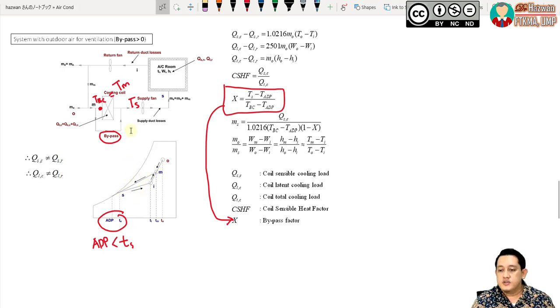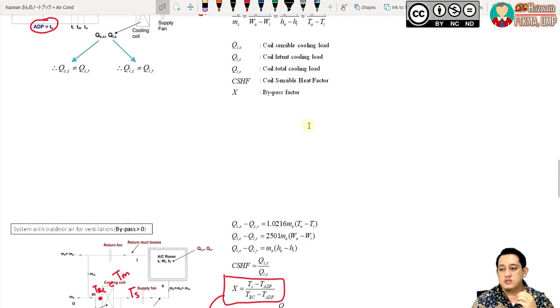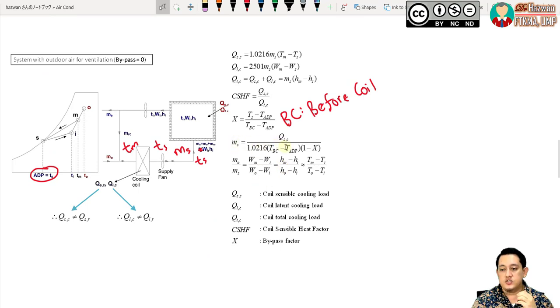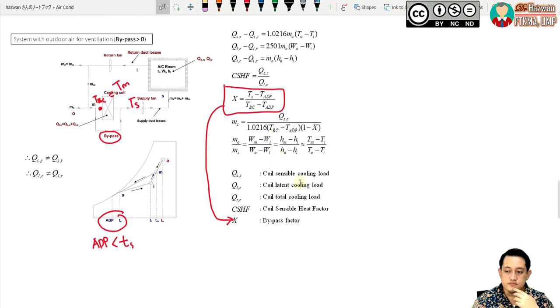So to calculate other properties like the mass flow rate of the supplied air and everything, we are using the same equation. Okay, if you refer to ms, to calculate the situation where bypass is equal to 0, it is still the same, if we think about the temperature before the cooling coil here. The new one that we want to learn here is this one.